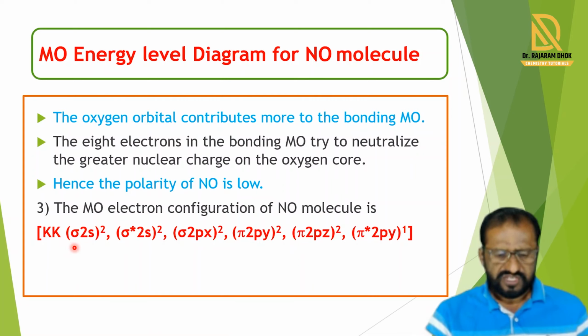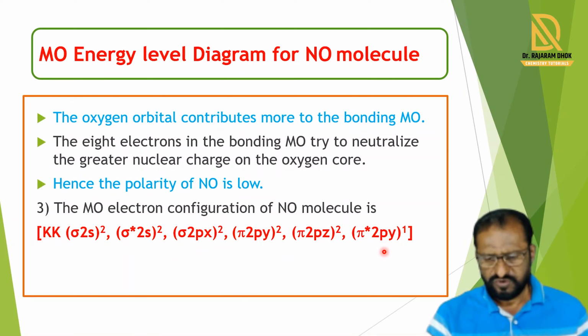Here the other molecular orbitals are filled: sigma 2s 2, sigma star 2s 2, sigma 2px 2, pi 2py 2, pi 2pz 2, pi star 2py 1. So this is the electronic configuration of the NO molecule. This NO molecule is polar, and its polarity is comparatively low.